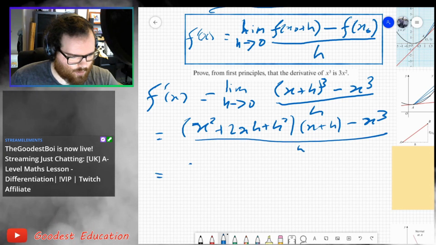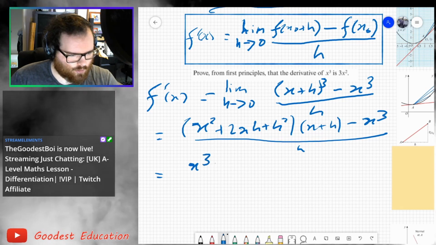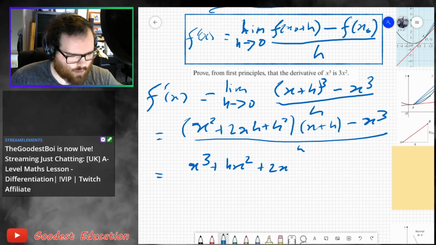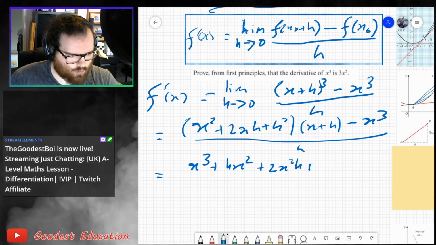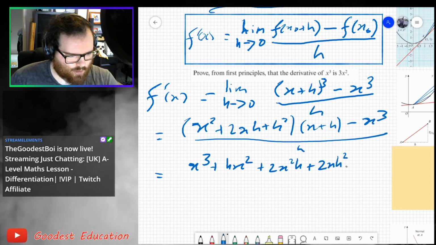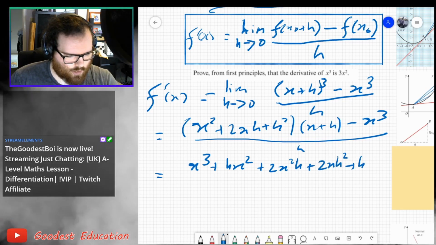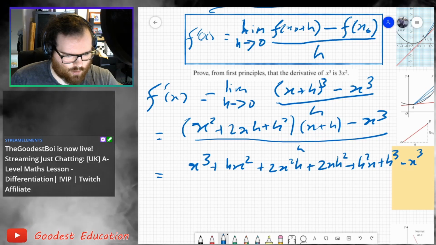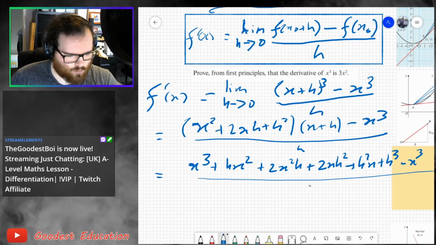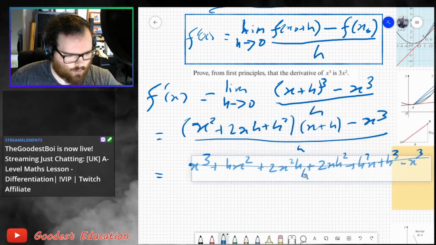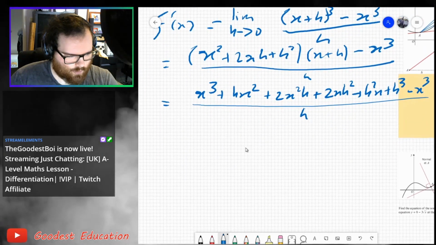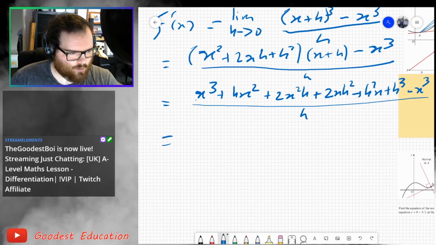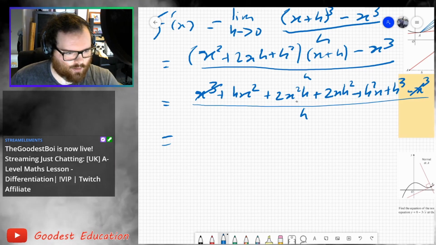And then that is going to be x cubed plus hx squared plus 2x squared h plus 2xh squared plus h squared x plus h cubed minus x cubed, all over h. So then we're going to group the like terms, so the x cubes are going to disappear.